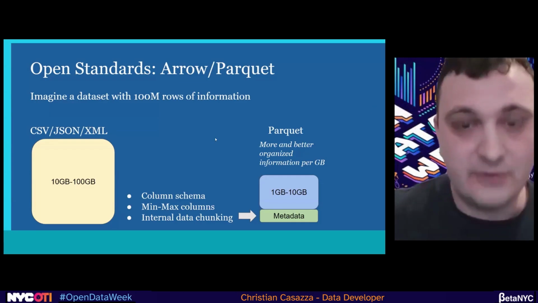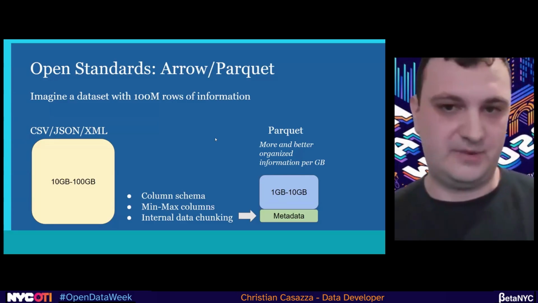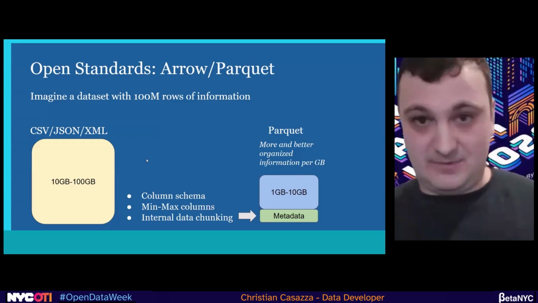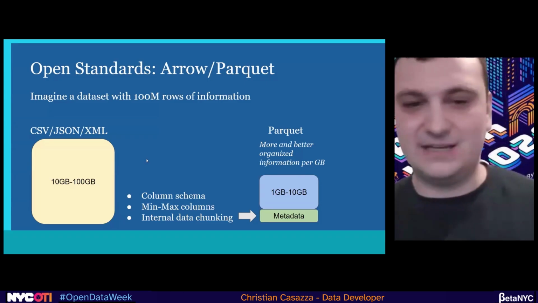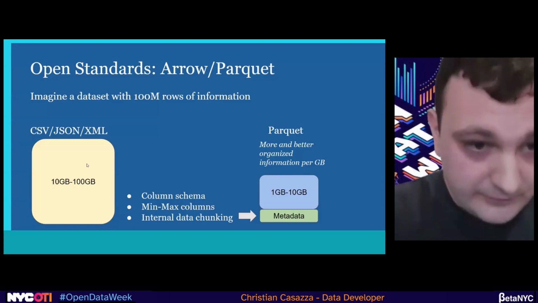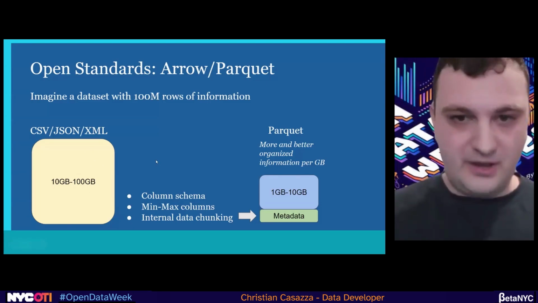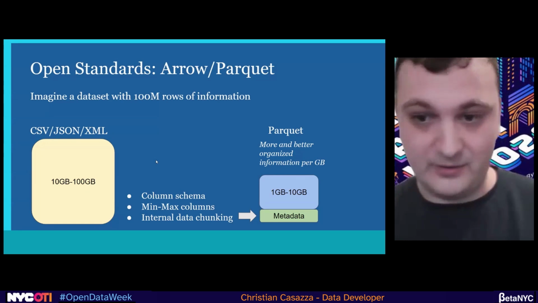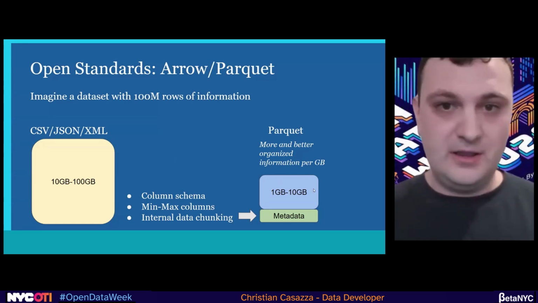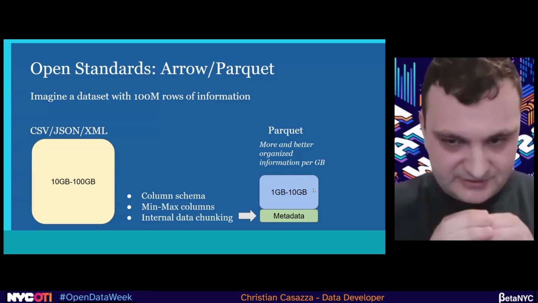So let's look at this. Let's say you had 100 million rows of information, just an arbitrary amount. As a CSV or JSON, that same 100 million rows might be 10 gigabytes or 100 gigabytes, however many columns you have, and it's going to be just that data. But if you convert that to a Parquet file, that same file might be just 1 gigabyte to 10 gigabytes, 90% lower. Same information, just compressed.